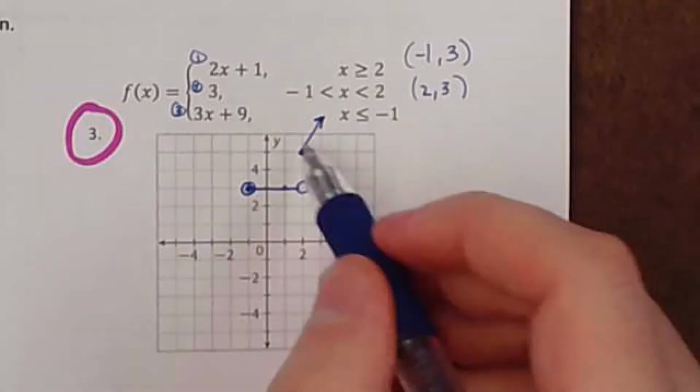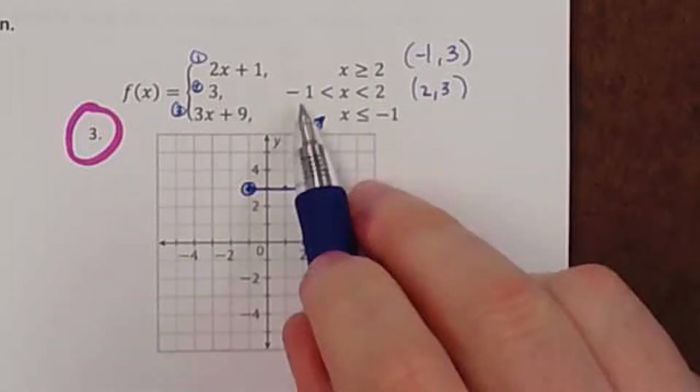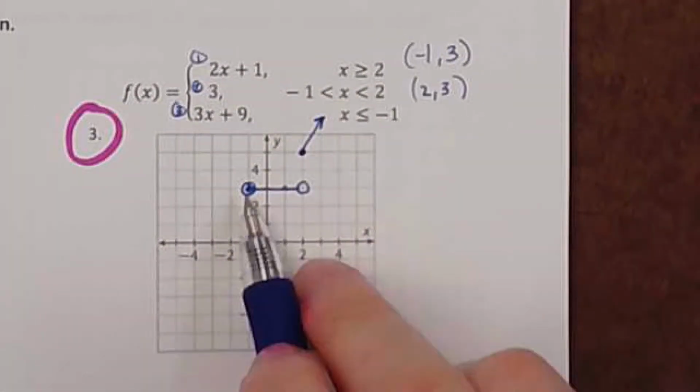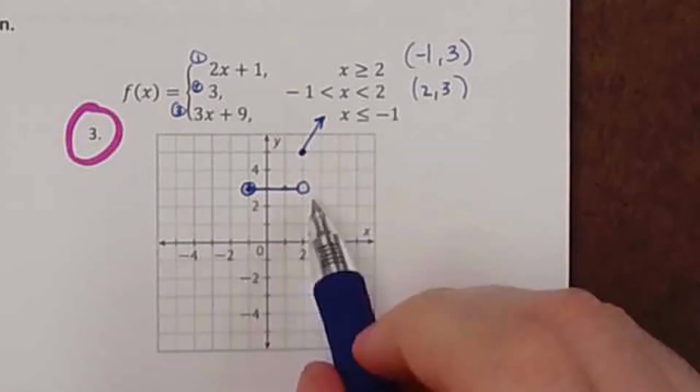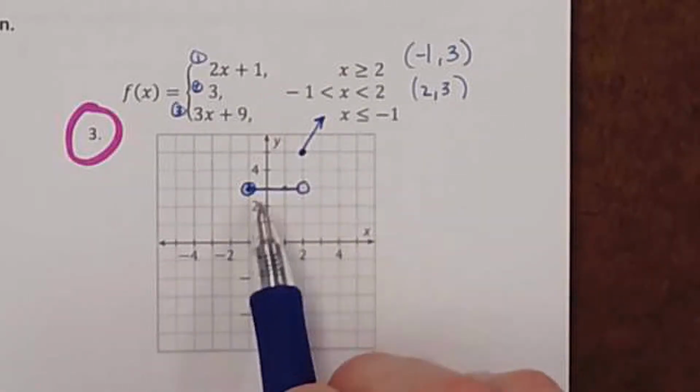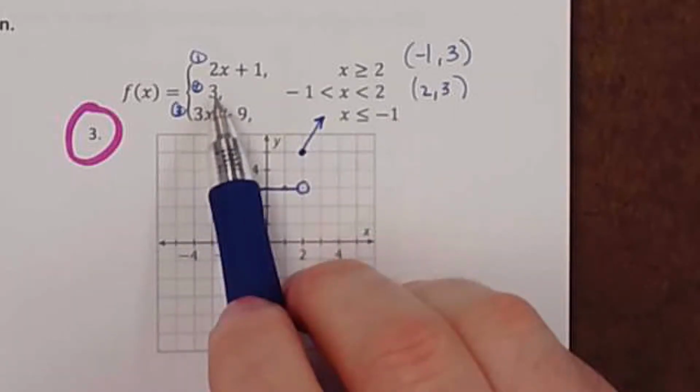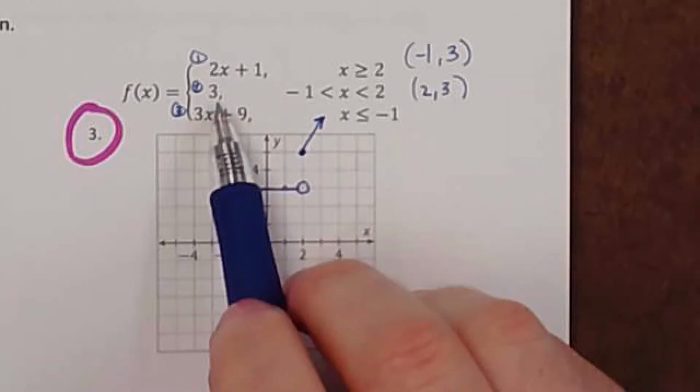I don't have to think about which way I want because I have 2 points to connect. I've got -1, 3 and 2, 3, and I just connect them with a line. So those are both open circles and they're connected here. You'll notice this is a horizontal line, and that's what happens when you have no x value to plug in here. It's because there's no slope.